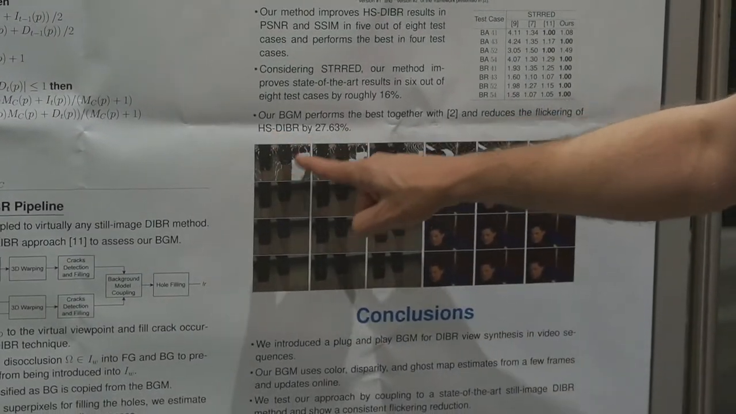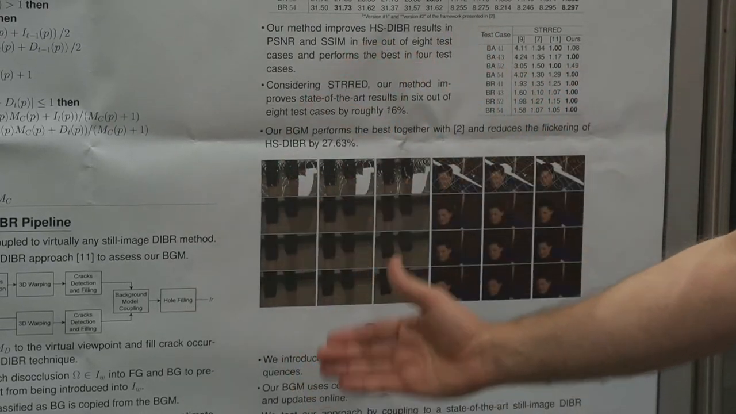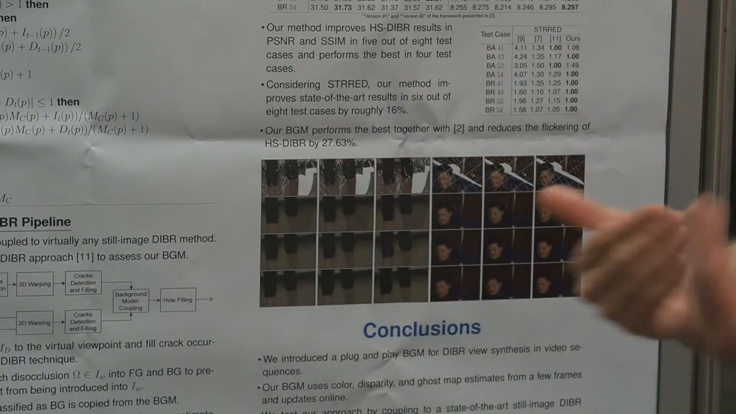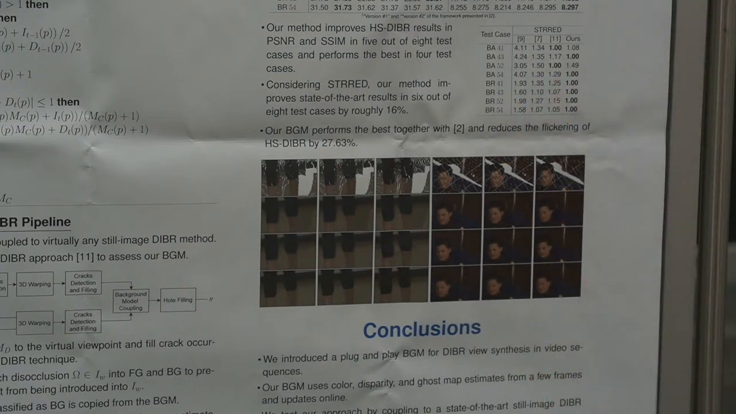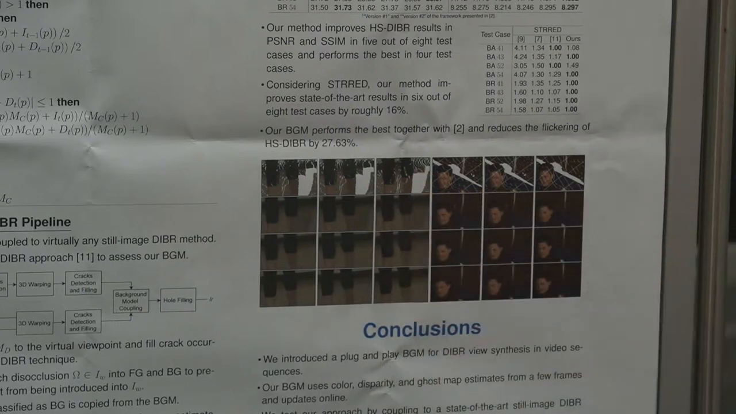These pixels in white are pixels that are either related to ghosts or larger regions where the new camera location were occluded. And in the bottom, we have the results of different approaches.